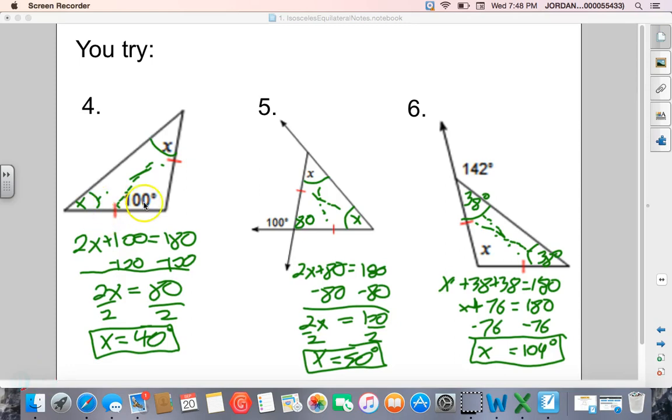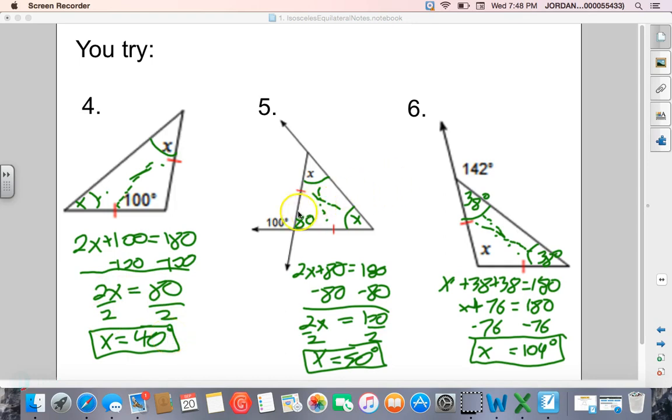So on this one, you've got same sides. Alright, so the opposite angles are the same. So since that's x, this has to be x. Now you can add them all up to equal 180. x plus x is 2x plus 100 is 180. Subtract 100, you get 80. And then divide by 2. 80 divided by 2 is 40 degrees.